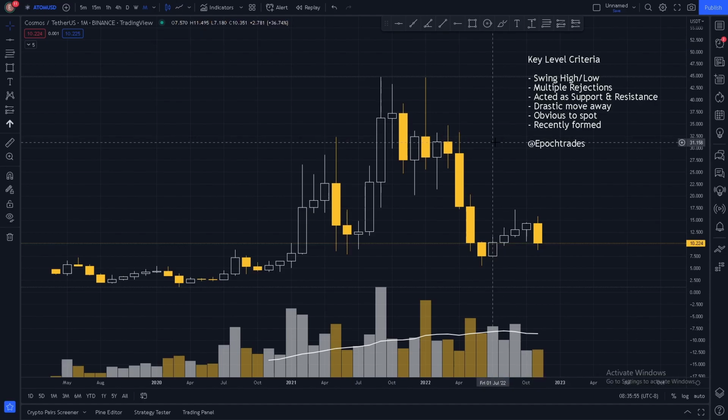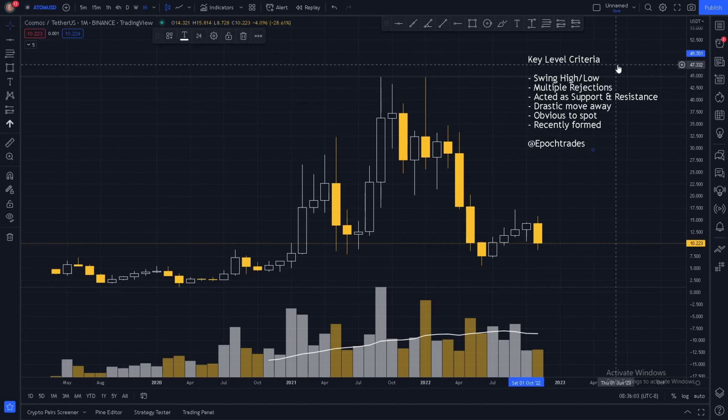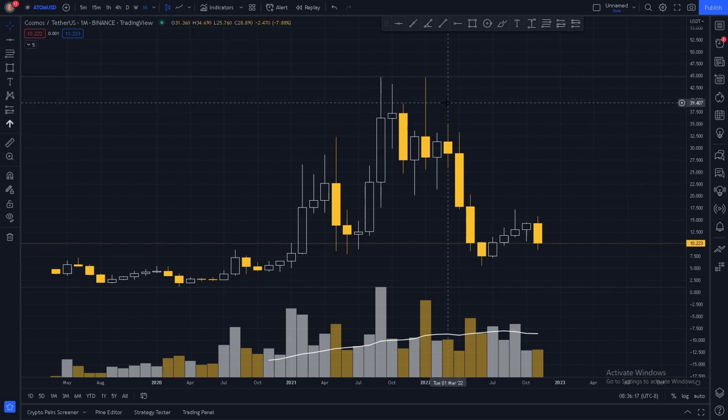Today we're going to be covering key levels on the monthly and weekly time frame for Cosmos. So, as always, our key level criteria. We look for swing highs and swing lows, multiple rejections, acted as support and resistance, drastic moves away, obvious to spot, and recently formed. So, let's go ahead and hop right in.